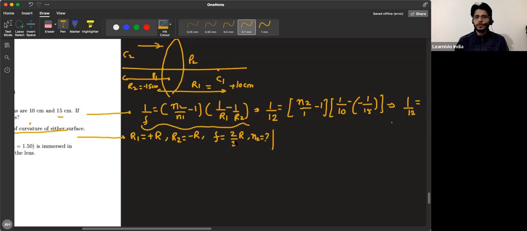Instead of F, you can write 2R by 3. This will be 1 by 2R by 3, which is equal to N2 by N1 minus 1. N2 is unknown. N1 is 1 here, so that's 1 minus 1, times 1 by R1 minus 1 by R2. R1 is R, R2 is minus R. So it's 1 by R minus 1 by R.